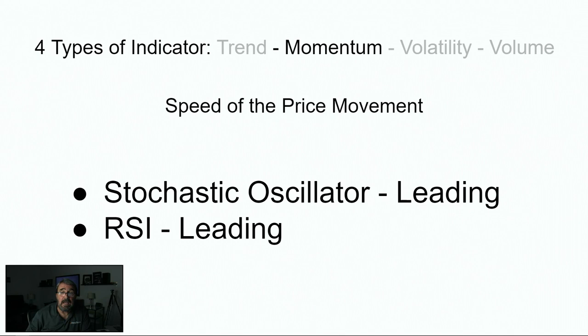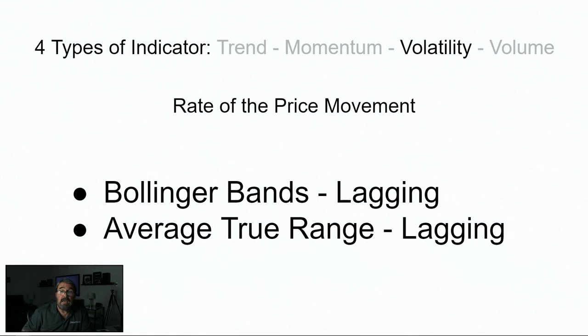Then we have volatility. That is the rate of price movement, and we're going to talk more about volatility in just a second. To say Bollinger Bands is a volatility indicator, it's really the volatility indicator. I would say that most people, when they think of a volatility indicator, first consider Bollinger Bands. And then there's average true range, and those are both lagging.